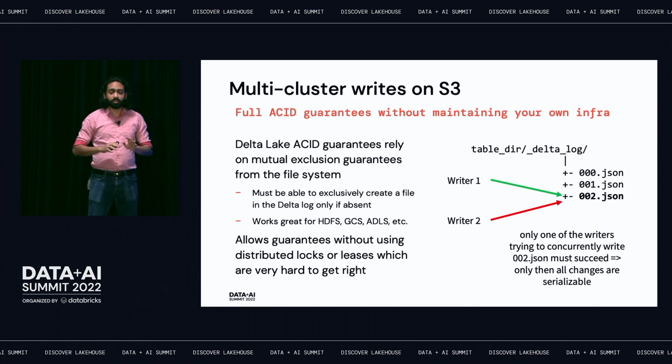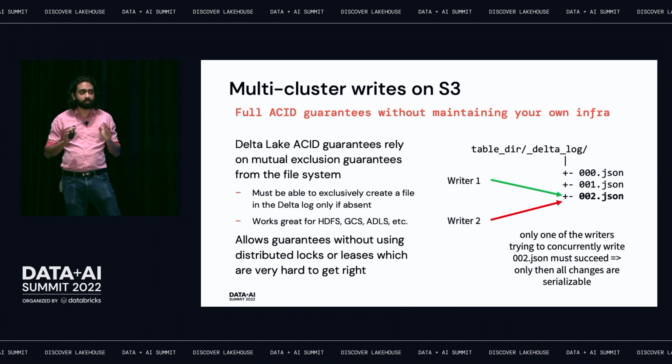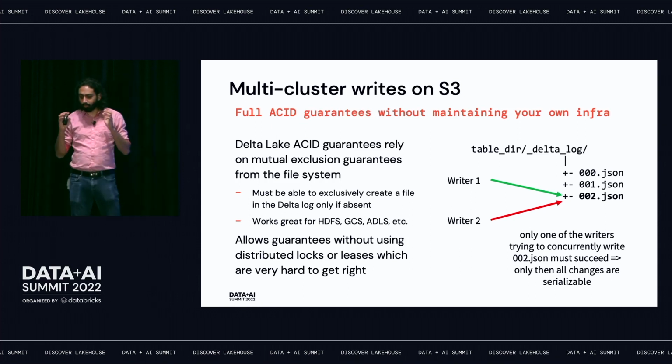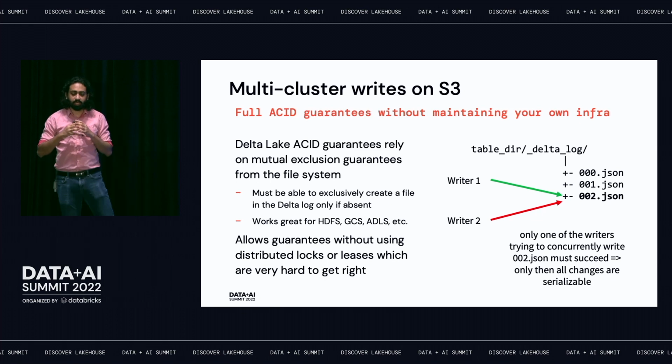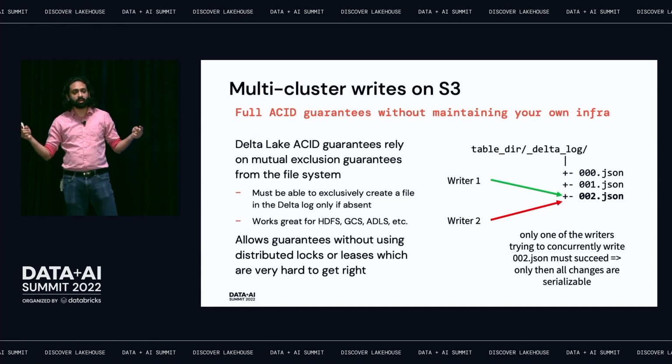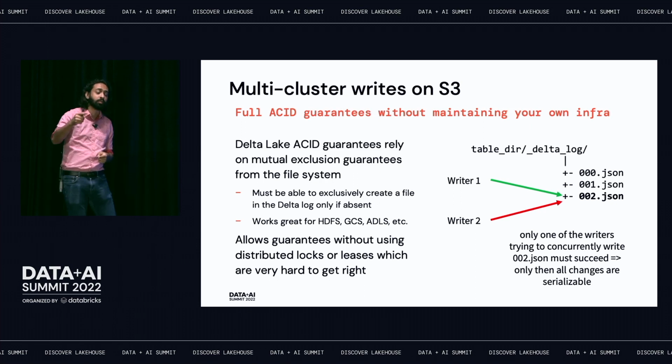The other cool feature, again, I'm going to rush this. Please talk to me right after this or look at our blog and docs about this. But one of the major limitations Delta had only for S3 is that Delta relies on the file system providing transactional guarantees that you can write a file only if it is absent. If there are two concurrent writers trying to create the same file, only one of them should win.